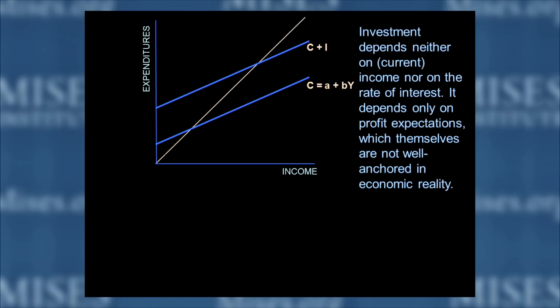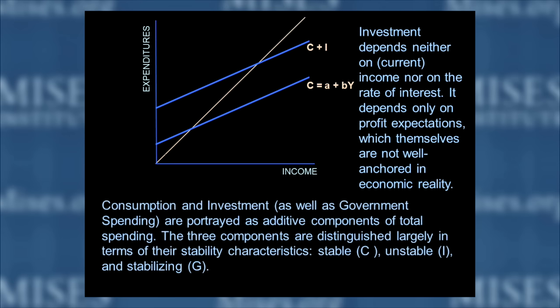And then we pile onto consumption investment. So it has that same slope, but only because it's sitting on top of consumption. So investment just is what it is. It doesn't have any determinants that we can derive from the market process. In fact, it depends on what Keynes calls animal spirits. Investment depends neither on current income nor on the rate of interest. It depends only on profit expectations, which themselves are not well anchored in economic reality. Well, there's a loose joint right there. I mean, that's kind of strange. But that's where animal spirits come in. You have fire in the belly or not, and so on.